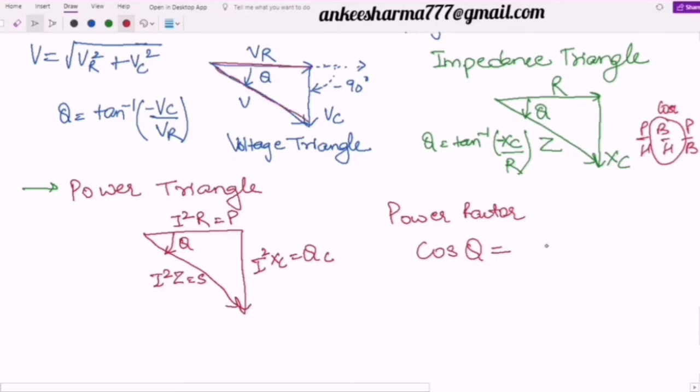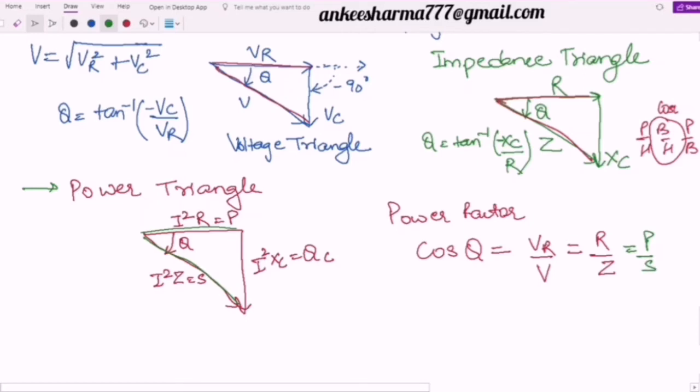So if I have to find the power factor in terms of the voltages, can I write it is equal to VR by V? And if I have to find it in terms of impedance, can I say it is R by Z? Because same over here, cos theta will be base upon hypotenuse, so it will be R by Z. And in terms of power, the base is P and the hypotenuse is S, so it will be equal to P by S.